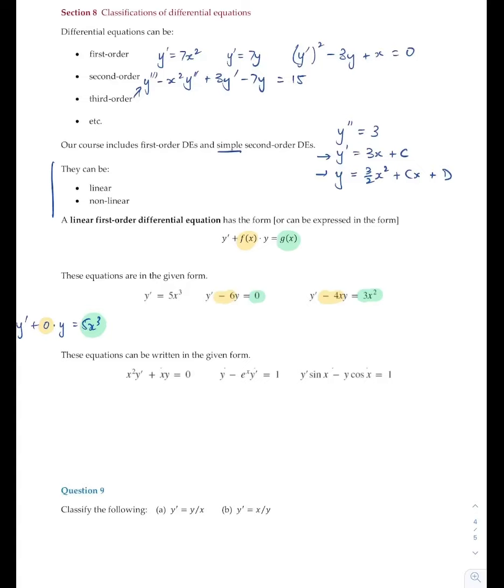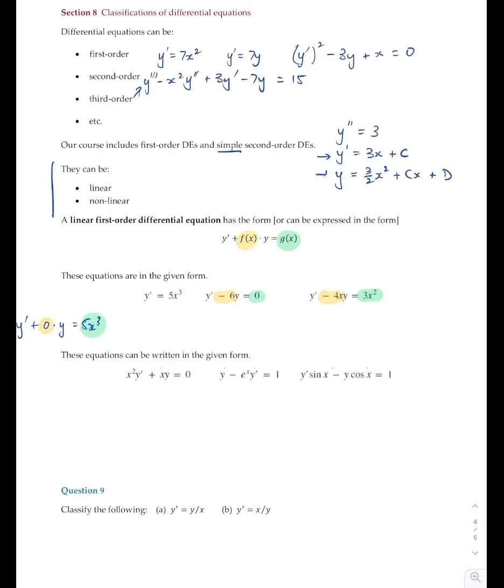Now, why do these have to have a name? Well, I can't say from experience, but I'm gathering that there are techniques for solving any linear first-order differential equation. And so if you're going to use the same techniques for solving them, then they need a name.